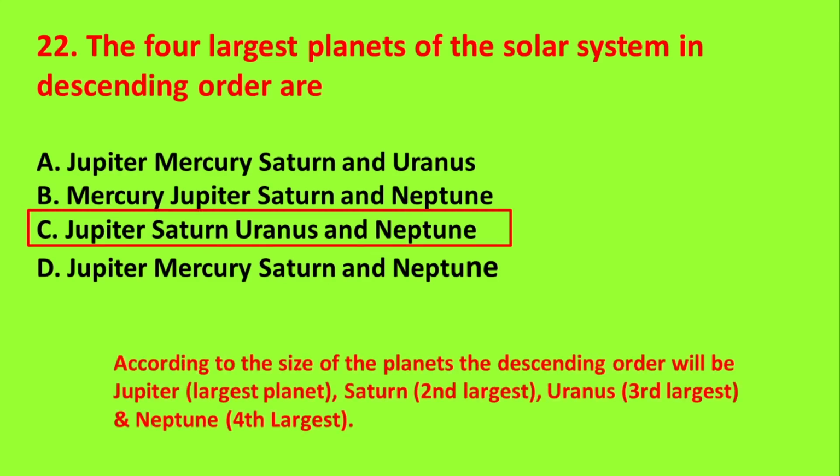And for your kind information, according to the size of the planets, the descending order will be Jupiter the largest planet, Saturn 2nd largest, Uranus 3rd largest and Neptune 4th largest.